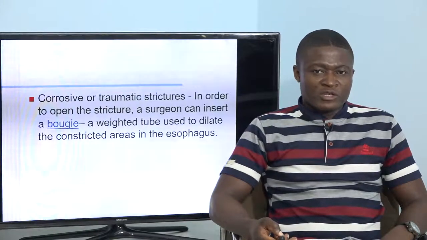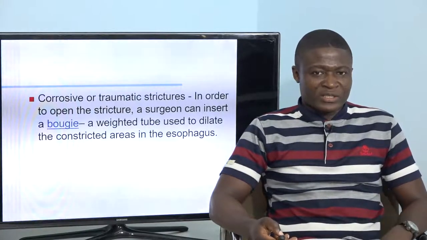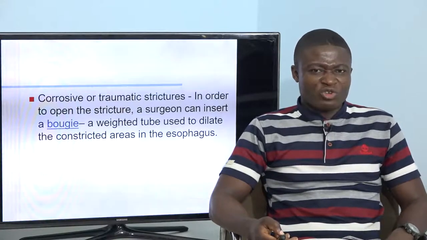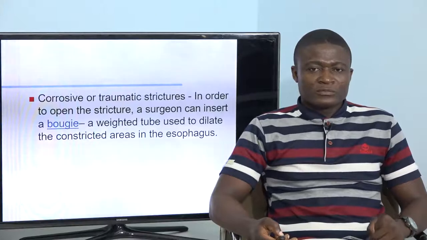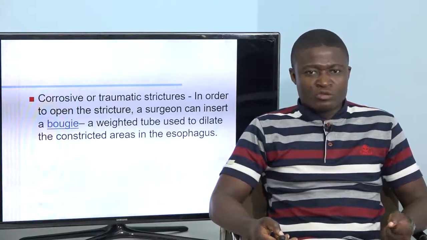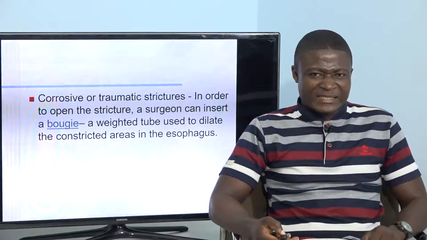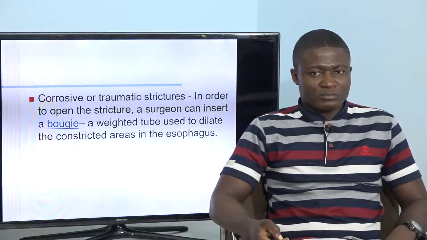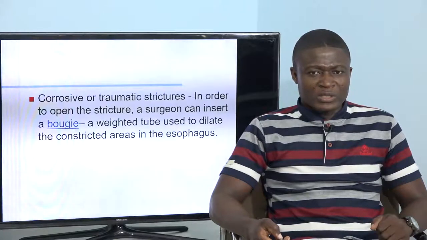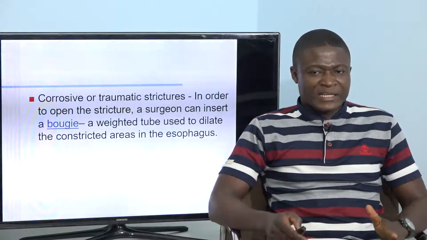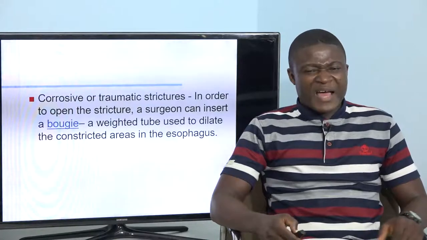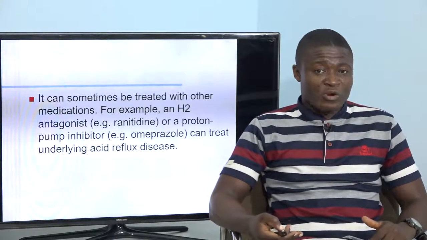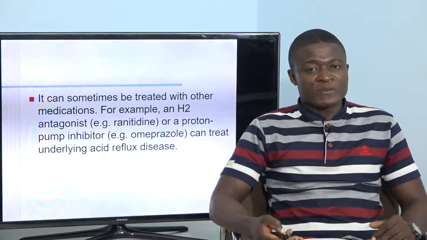If we have corrosive or traumatic strictures, in order to open up the stricture, a surgeon can insert something we call a bougie. A bougie is a metallic tool that is mostly inserted in order to dilate or open up the esophagus. So when this is done, it tries to open up the part that has been constricted or stenosed or narrowed so that content can easily move smoothly into the stomach.